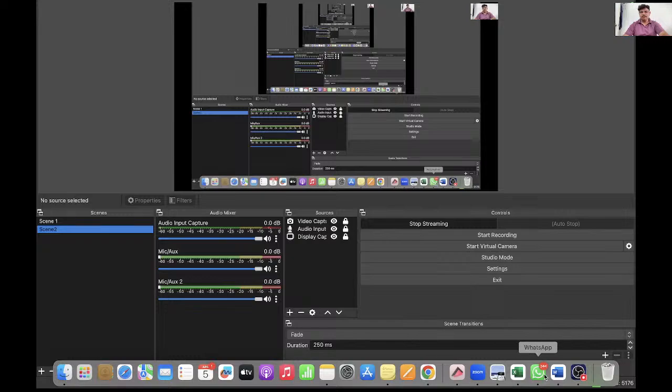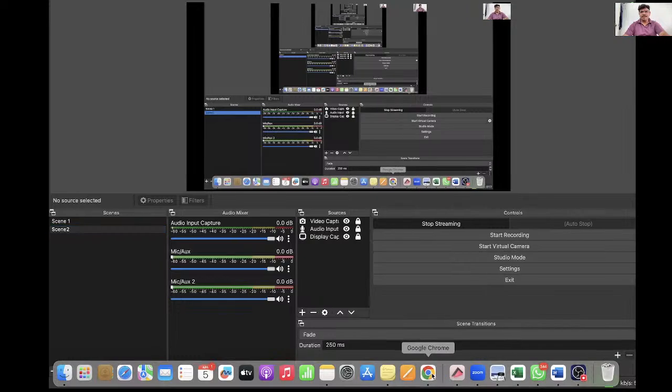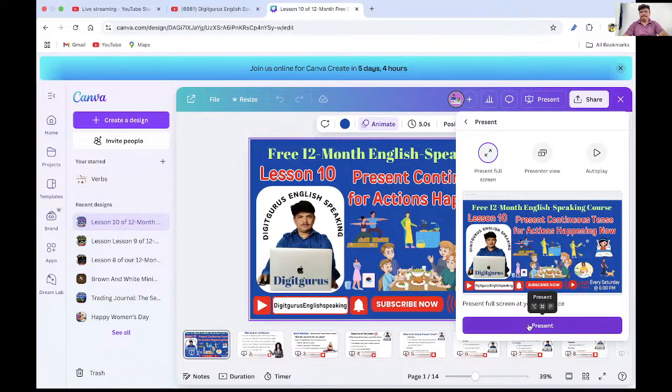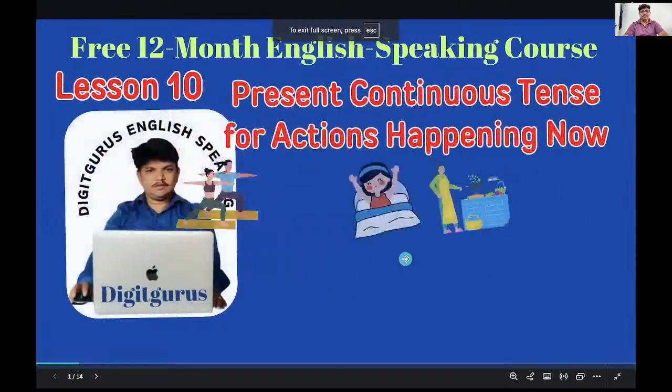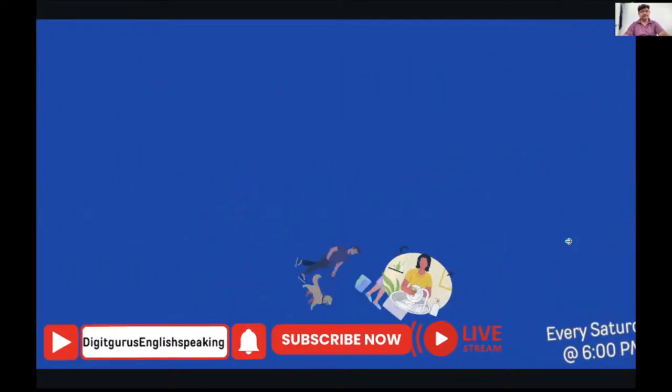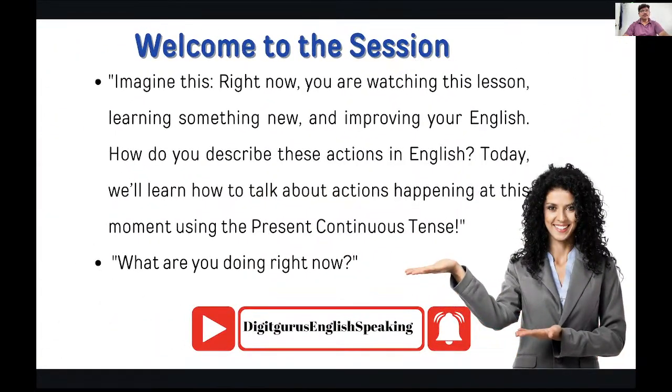Now, before moving, let us revise what we have learned. Present continuous tense is for action happening right now. Whatever we are doing, we tell in present continuous tense.